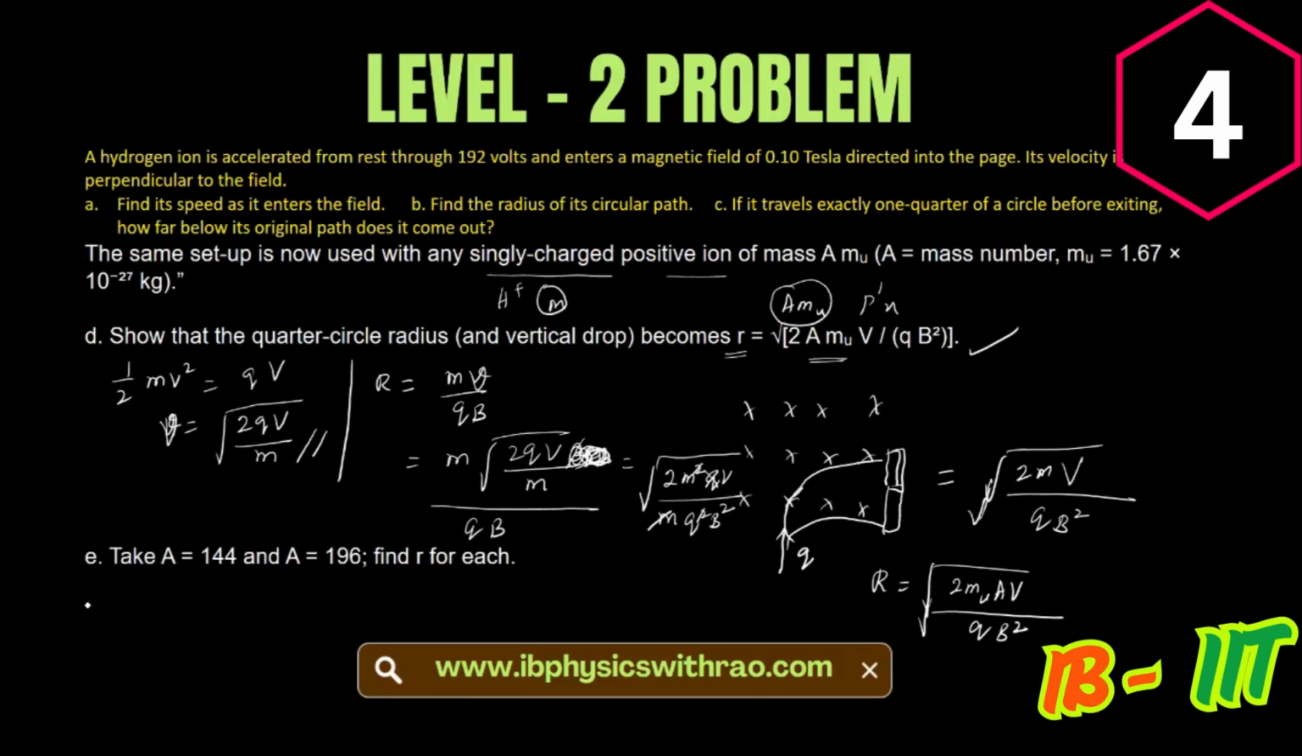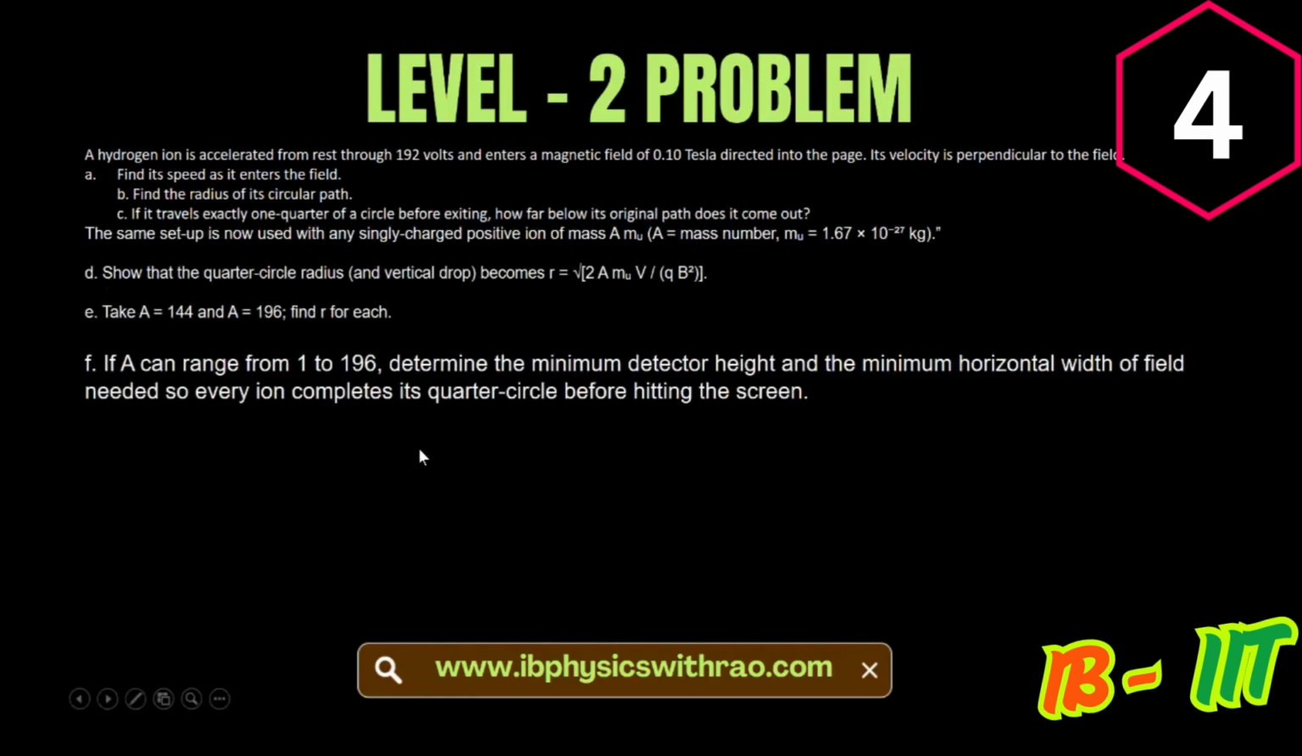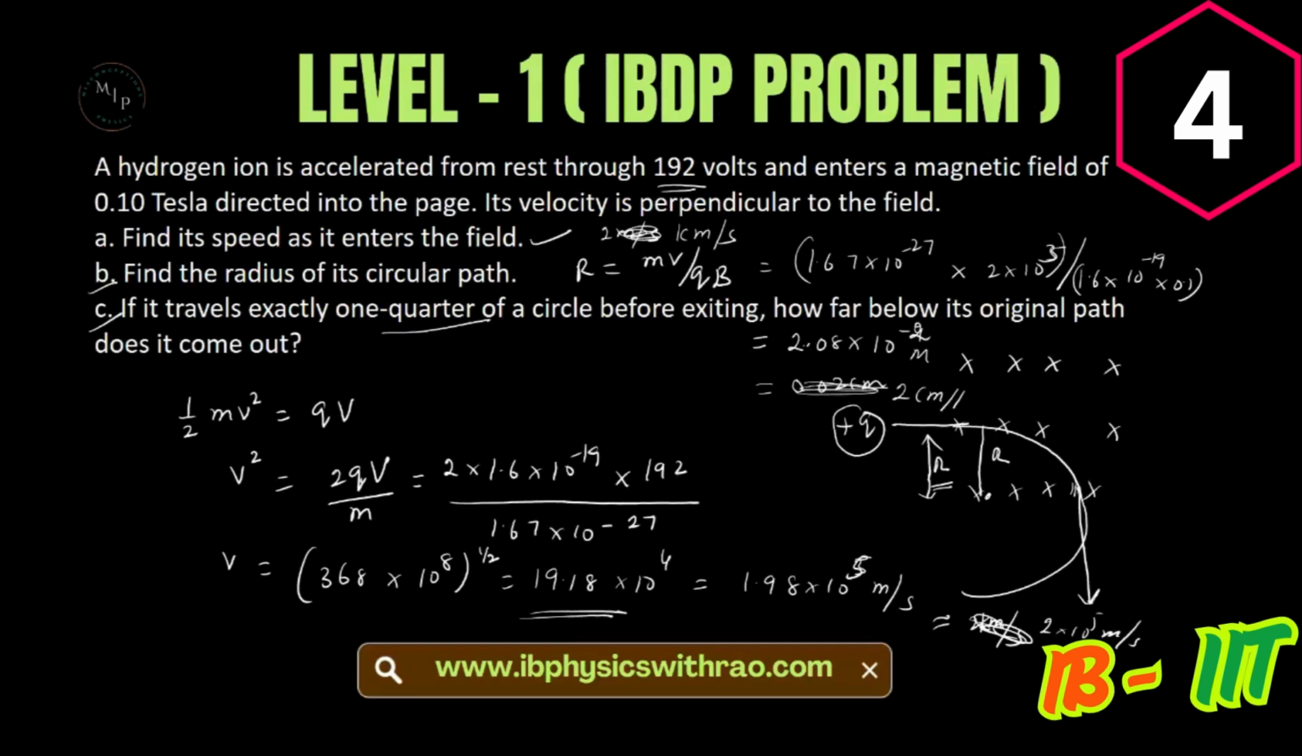First, let me take 144. Let me first find out. This is A here. If I put A equal to 1 for the hydrogen ion, how much do I get? I get R equal to the square root of 2 mu V divided by q B squared, which I have already shown you in the previous expression. Where is the previous expression? It's here, we already did it here. In fact, I did not get the general expression then, but instead I did it separately part by part and finally got the answer. The radius of this circle, which it was showing here, was seen to be 2 centimeters.